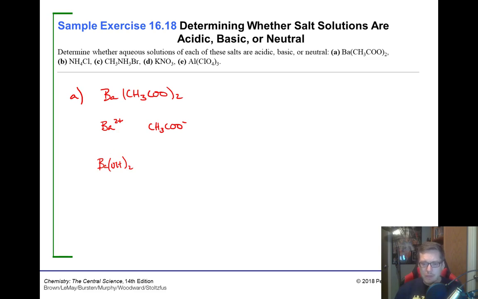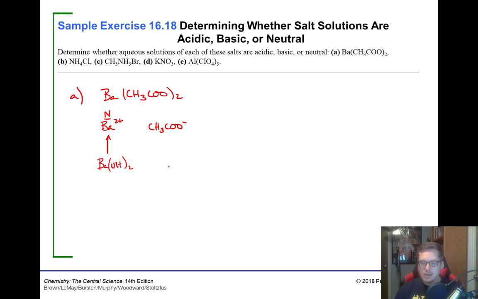Now, when barium hydroxide turns into barium, this is a strong base. So this is a one-way street. So this turns into this. It never goes the opposite way. So this guy can't make any more barium hydroxide, so it can't act like an acid. So this has to be a neutral solution. All right, so from the barium, it's a neutral solution.